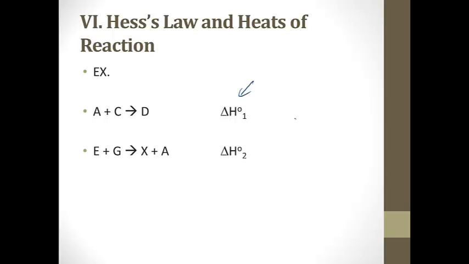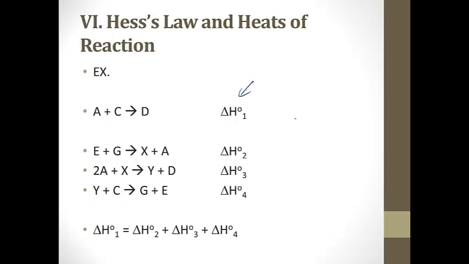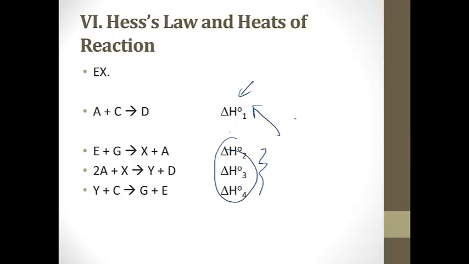Now, suppose we had a bunch of other reactions that we knew. E plus G gives us X plus A, 2A plus X gives us Y plus D, and then Y plus C gives us G plus E. Hess's law says that if these three reactions combine to give you this one, then all of these delta H's will be equal to that delta H.